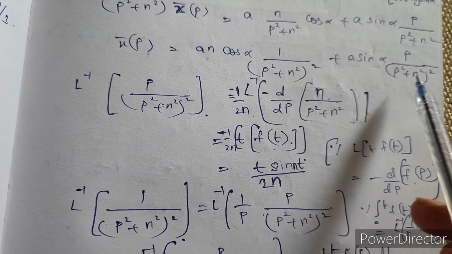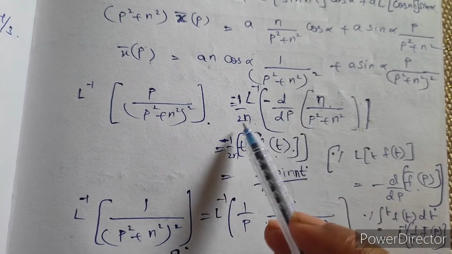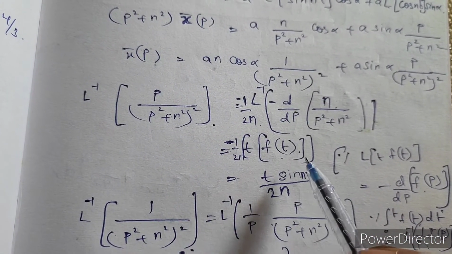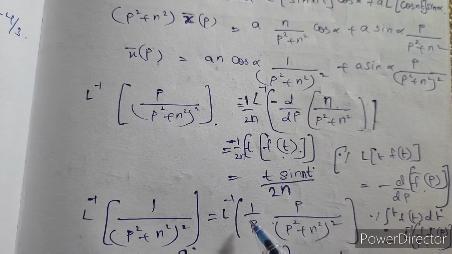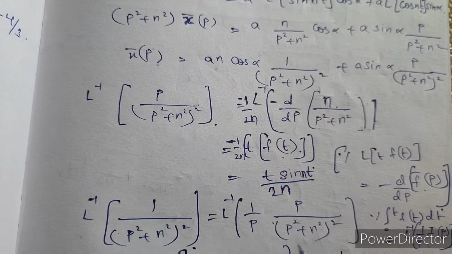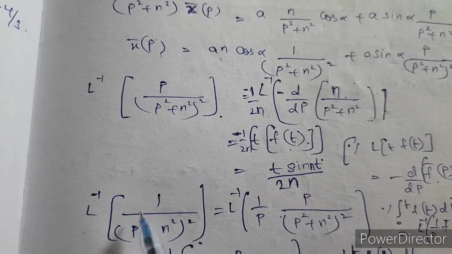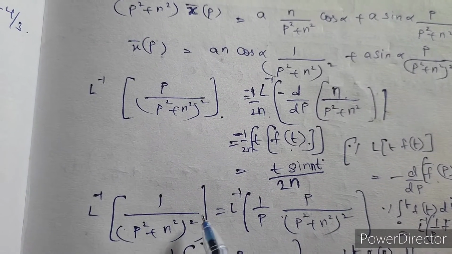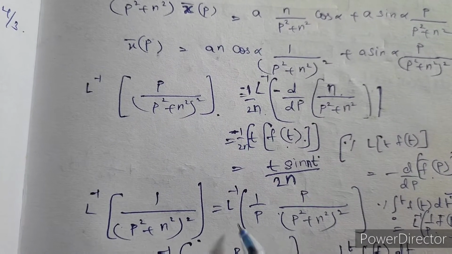So let's check the second one. We did this, we want this. For the second one, the Laplace inverse of 1 by p square plus n square whole square, which is the Laplace inverse of, if you take 1 by p of this Laplace inverse, you'll get this value, that is the Laplace inverse of 1 by p square plus n square whole square. So p gets cancelled, we remain with the same. So we are doing it this way.